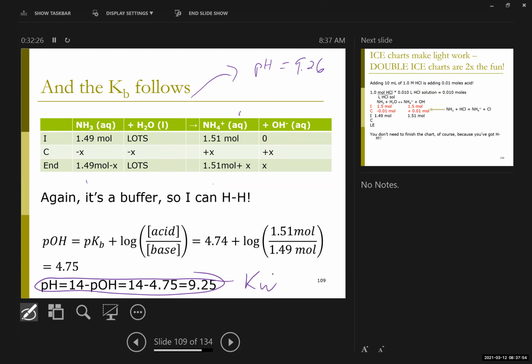And if I had added a base instead of an acid, it would in fact do the reverse. If I add NaOH to this buffer, it's going to increase the amount of ammonia and decrease the amount of ammonium.